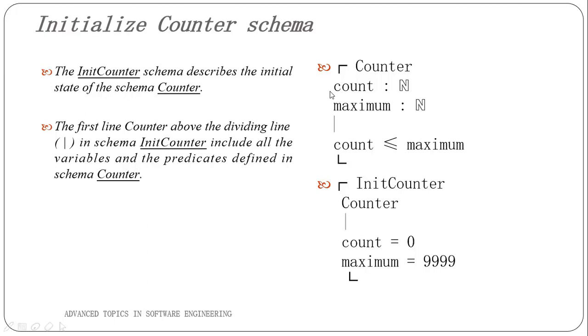So it means that count is also copied here. This maximum will also be present here. This precondition is also available here. So if I expand all this, it will be something like this: Init Counter, then count belongs to natural number, then maximum belongs to natural number. After that, there is a precondition: count should always be less than or equal to maximum, and I am initializing the elements, count equals 0 and maximum equals 9999. So the Init Counter schema describes the initial state of the schema Counter.